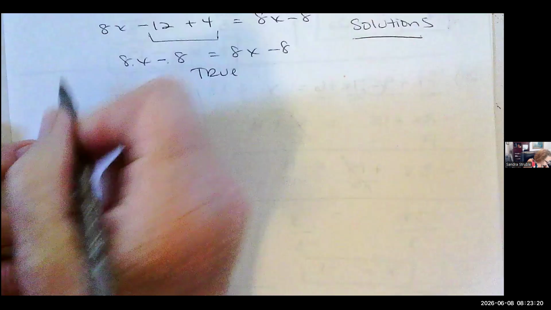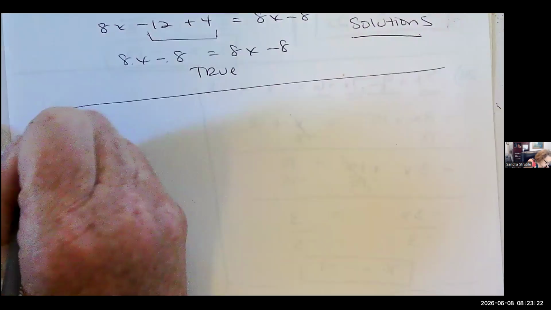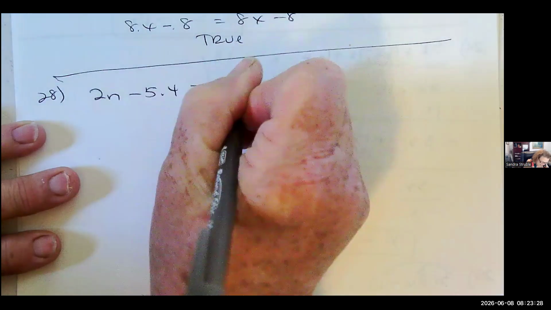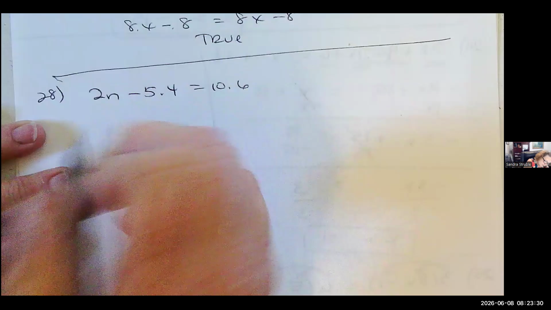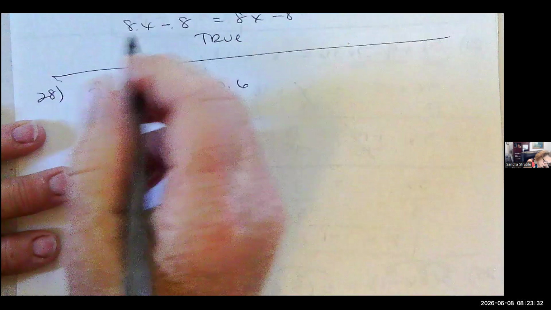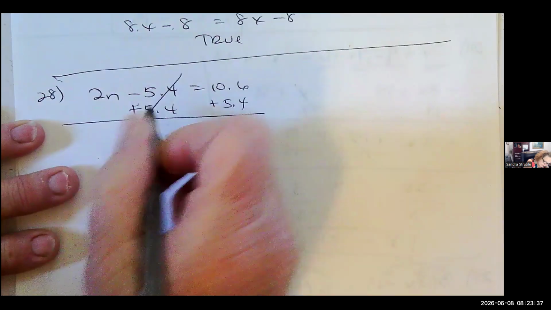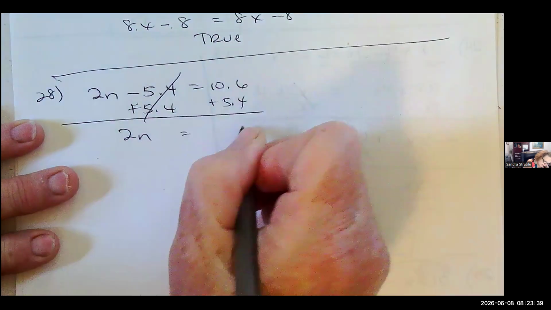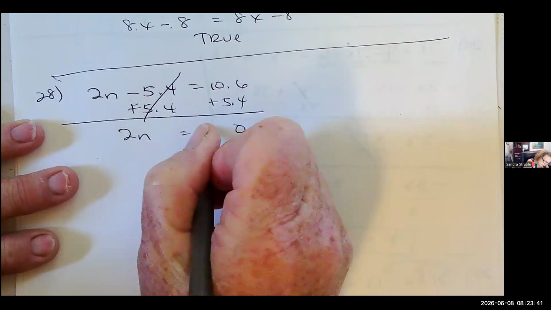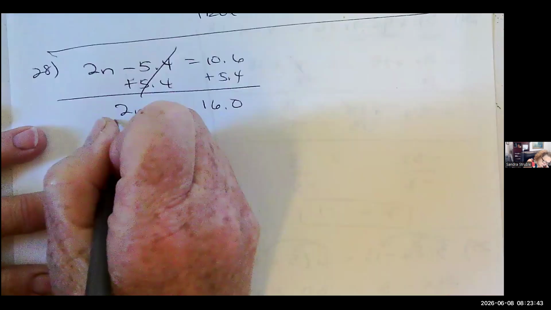28. 2n minus 5.4 is equal to 10.6. I'm going to get rid of the 5.4 first. It's subtracted, so we need to add 5.4 to both sides. On the left, 2n is equal to 16. Divide both sides by 2, and n is equal to 8.